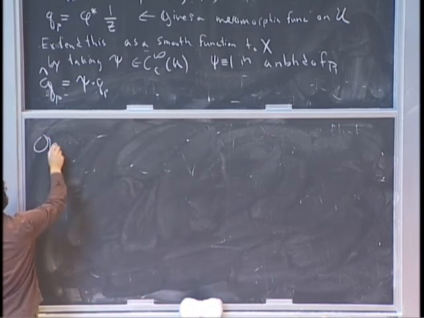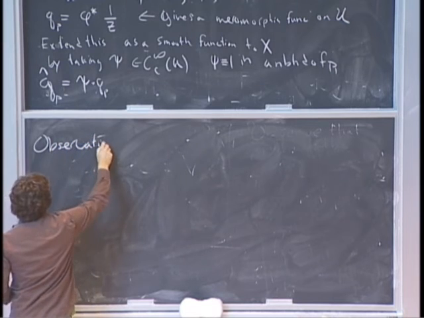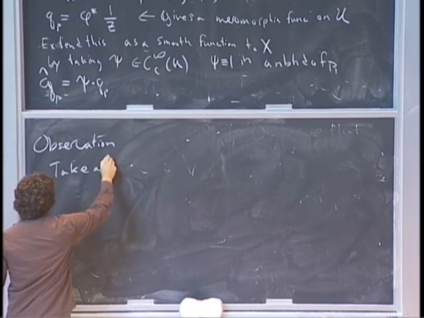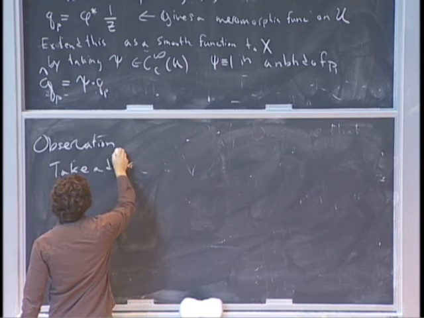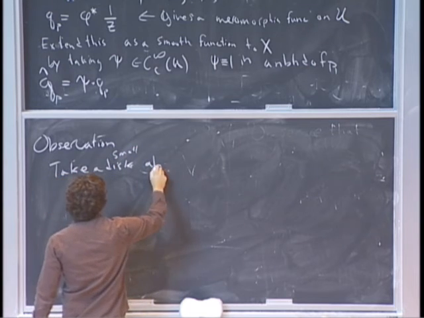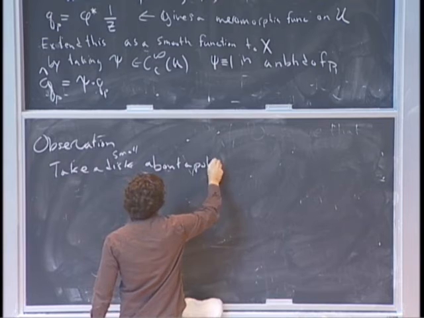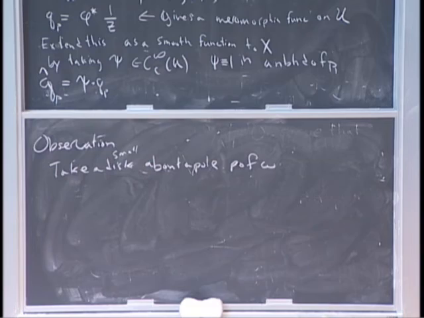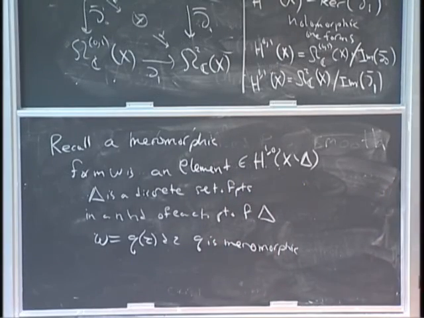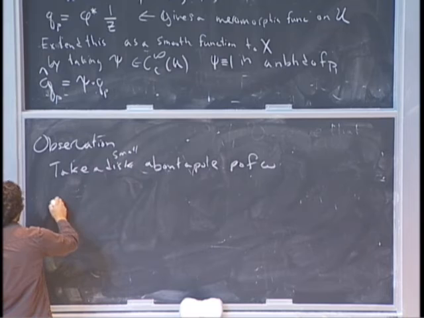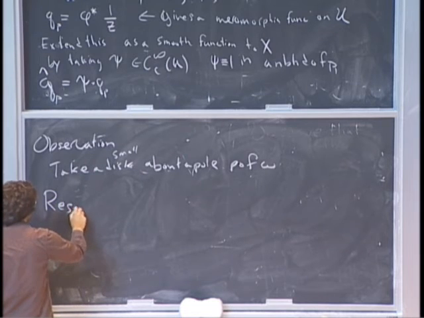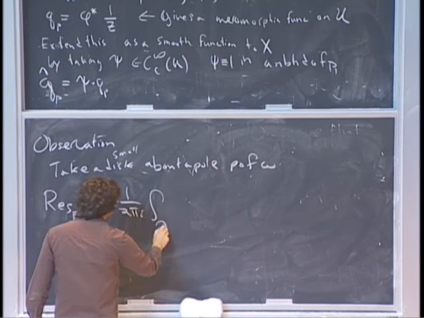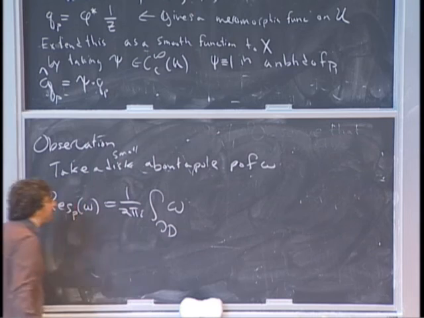So the observation is that if we take a small disk about a pole P of omega, a point where it fails to be smooth, and small enough so there are no other points, then we can define this residue at P of omega as just the integral over the boundary of the disk of omega.